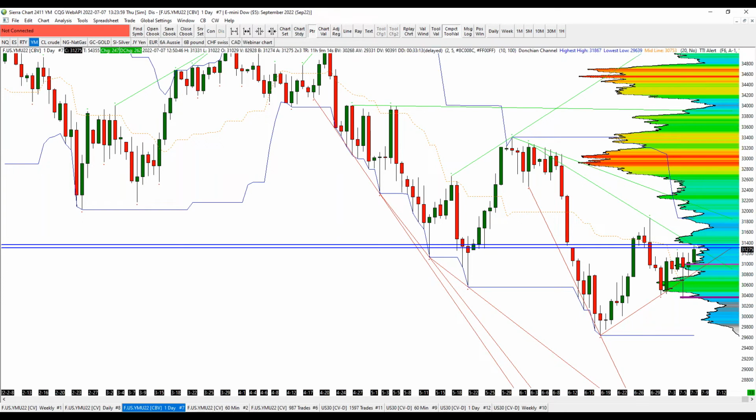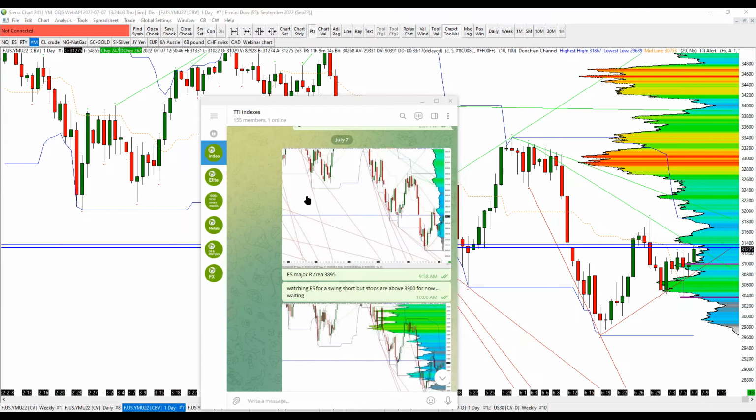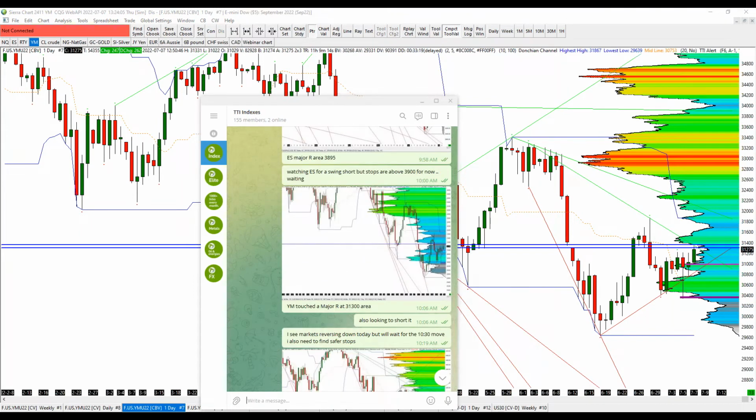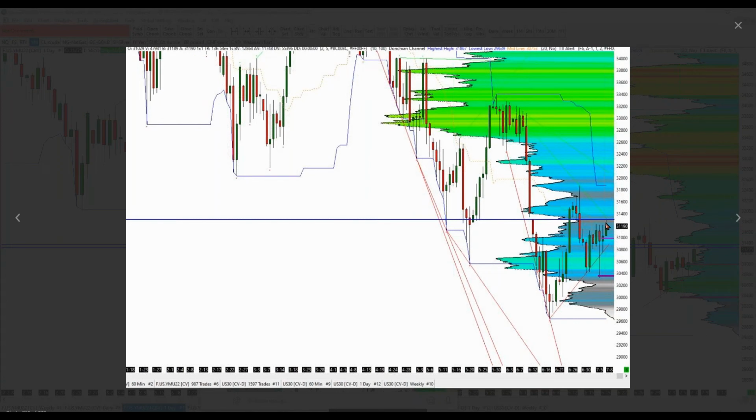Exactly. Do you see how this zone actually was part of my top-down analysis this morning? See, even I said YM. This is the YM. Do you see how I told my members this is a great resistance level for the YM? It tried to break it.